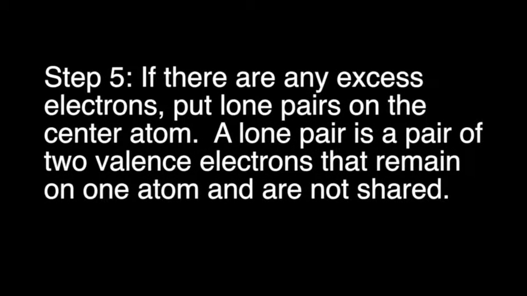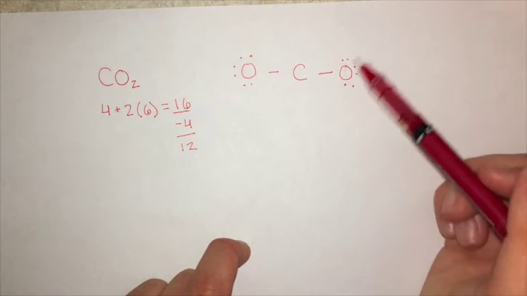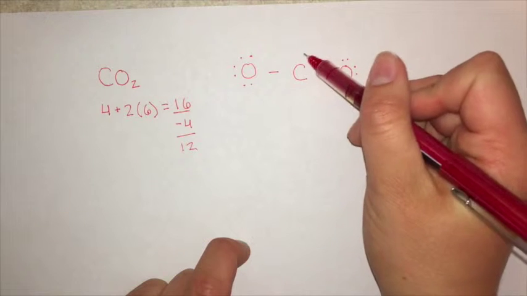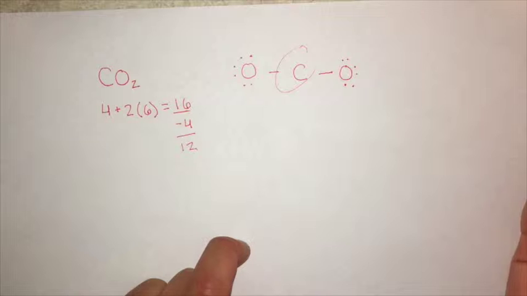Step 5. If there are any excess electrons, put lone pairs on the center atom. A lone pair is a pair of 2 valence electrons that remain on one atom and are not shared. And this definition is from the AP Chem textbook. Step 5 does not correlate to this molecule, so we go on to Step 6, check for octets, which there is not an octet on C. Step 6. Check for octets on each atom that require one. So basically the atoms without exceptions. So we're going to have to do something else.